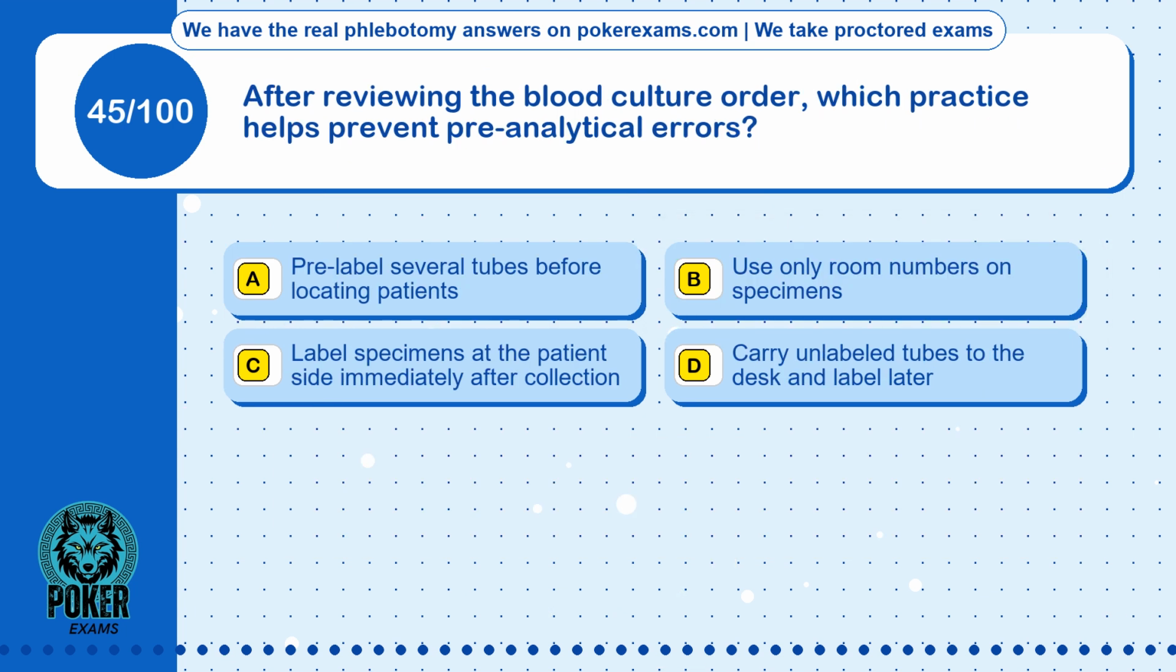Question 45. After reviewing the blood culture order, which practice helps prevent pre-analytical errors? Option A, pre-label several tubes before locating patients. Option B, use only room numbers on specimens. Option C, label specimens at the patient side immediately after collection. Option D, carry unlabeled tubes to the desk and label later.